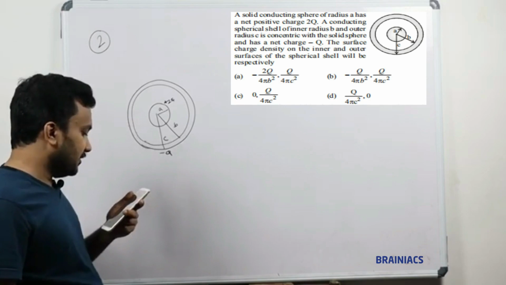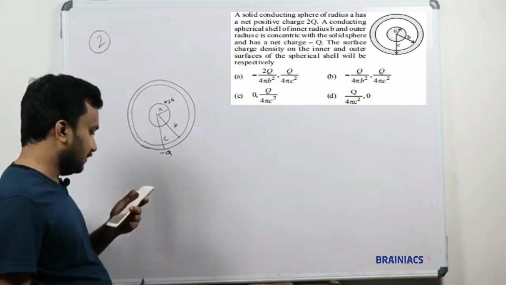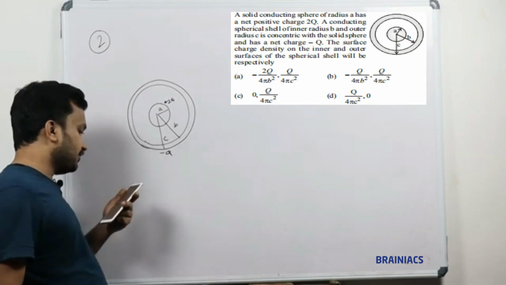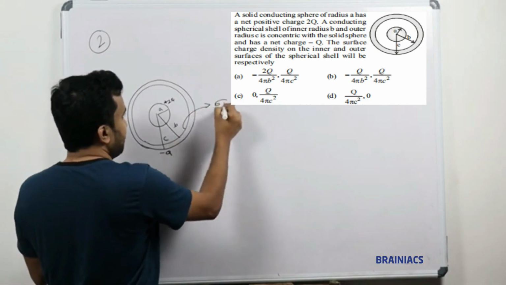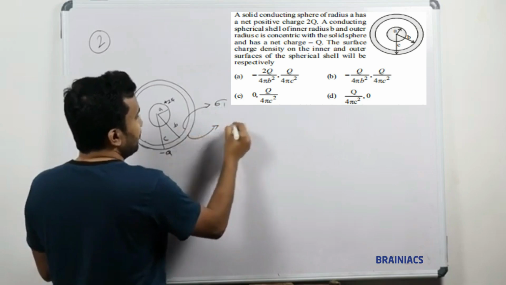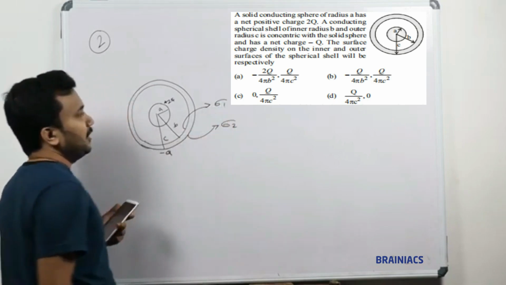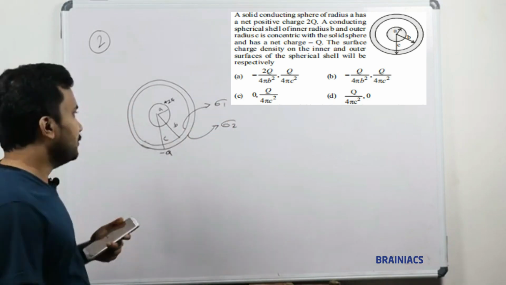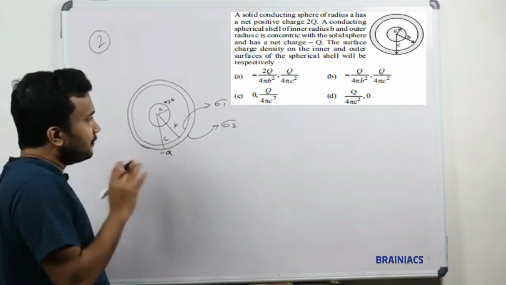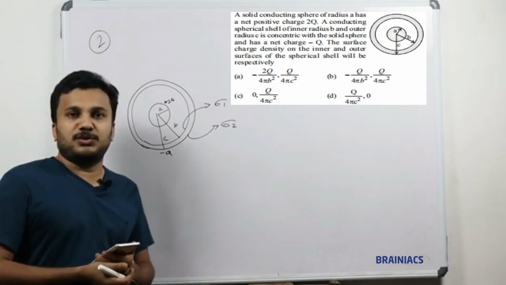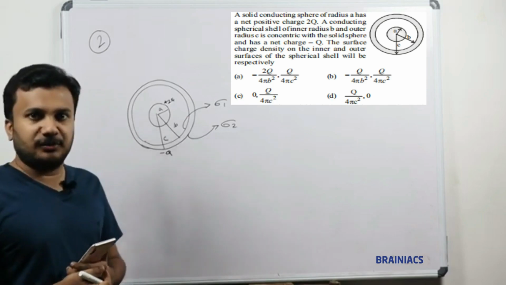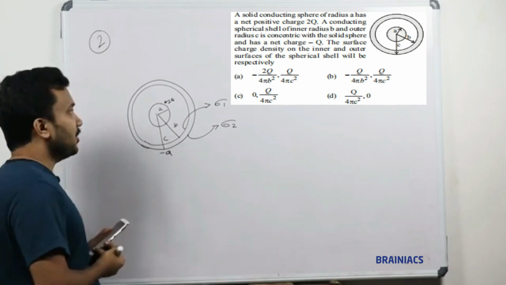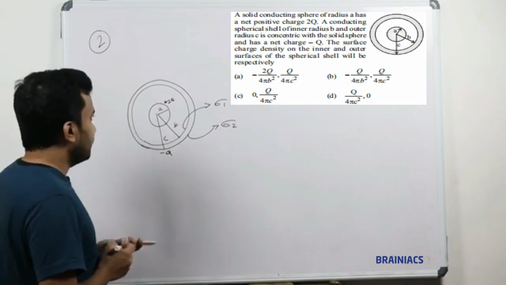We need to find the surface charge density of the inner and outer surface of the spherical shell. I am giving sigma 1 for the inner surface, and we need to find the surface charge density of the outer surface, called sigma 2. This was the question. What is the basic formula for surface charge density? Surface charge density means charge per area. Many times I told you this while taking the theory itself: charge per area.